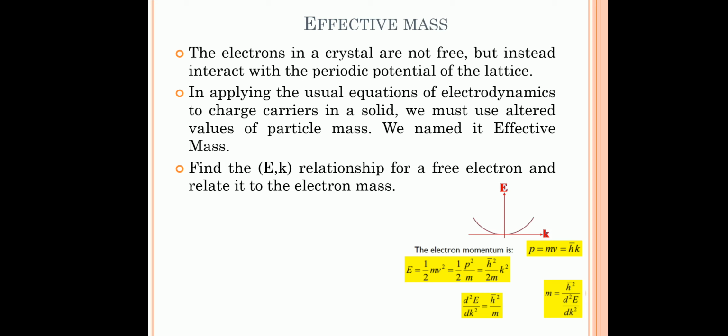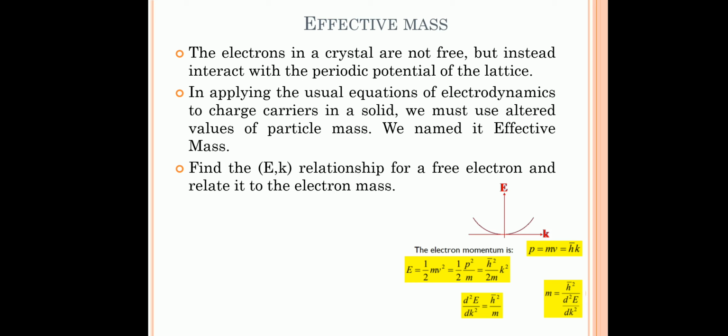So we can say that the electron mass is represented as m star. Here it is represented as m only, but usually the notation is m star. So m star is proportional to 1 by d square E by dk square, or we can say that the electron mass is inversely related to the curvature, the second derivative of the Ek relationship. So the effective mass of an electron, represented as mn star, is equal to h square by d square E by dk square. So that is the electron mass.